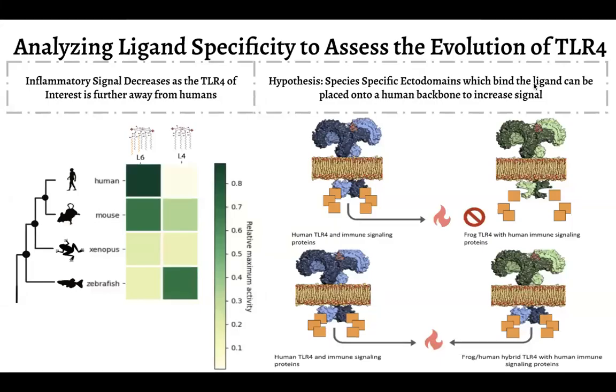Today, I'll be talking about my thesis topic, analyzing ligand specificity to assess the evolution of TLR4. Why this topic is important to look at lies in the definition of what TLR4 is. TLR4 is a protein which activates inflammation in response to bacterial infections. For instance, let's say you fall down and get a scrape on your knee, which bacteria enters.